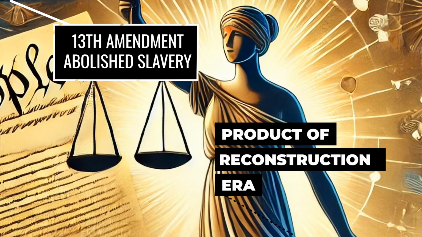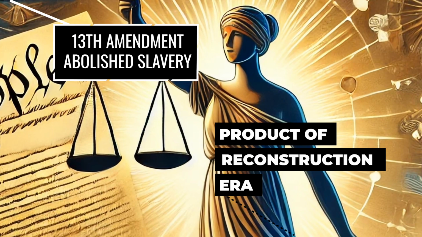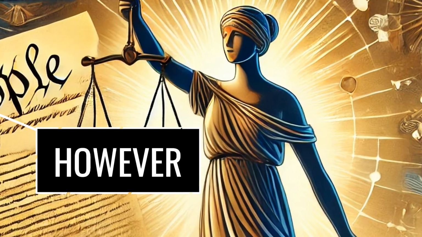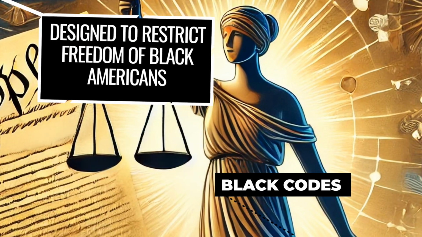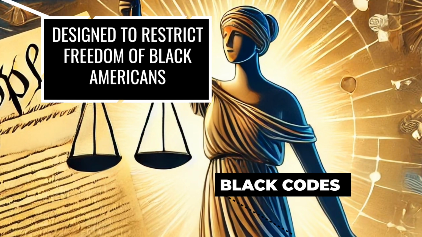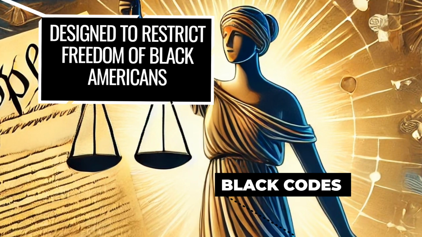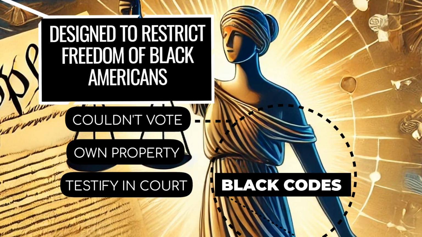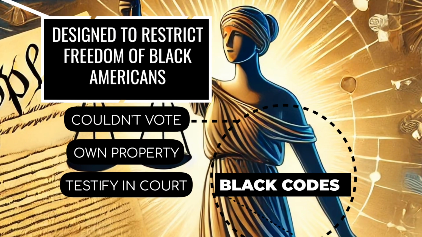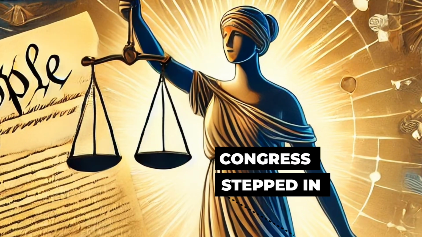The 13th Amendment, ratified in 1865, abolished slavery in the United States. However, the Southern states quickly enacted laws known as Black Codes, which were designed to restrict the freedom of Black Americans and maintain a system of racial hierarchy. These codes denied or restricted Black Americans' basic rights, such as the ability to vote, own property, or testify in court. Congress recognized that these systemic injustices required a constitutional solution.